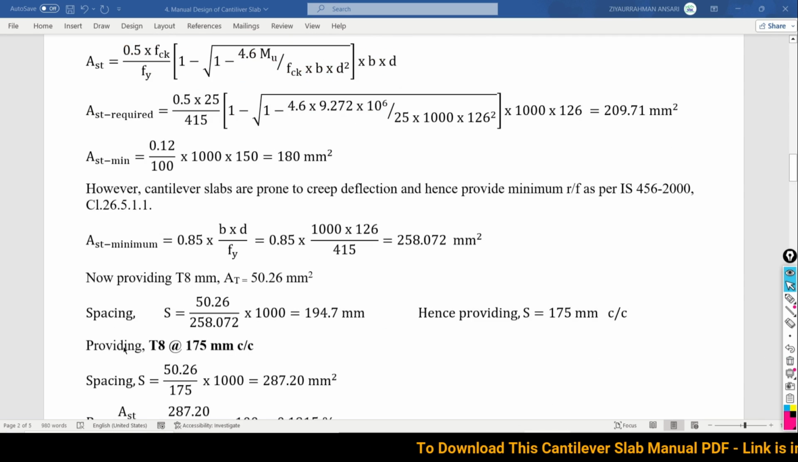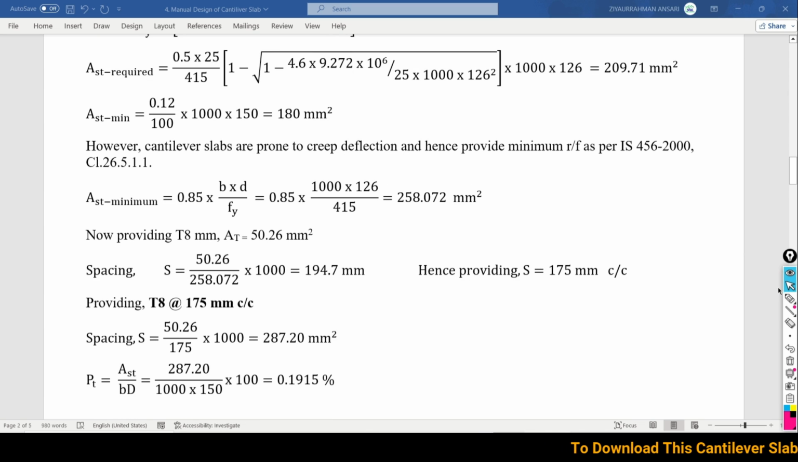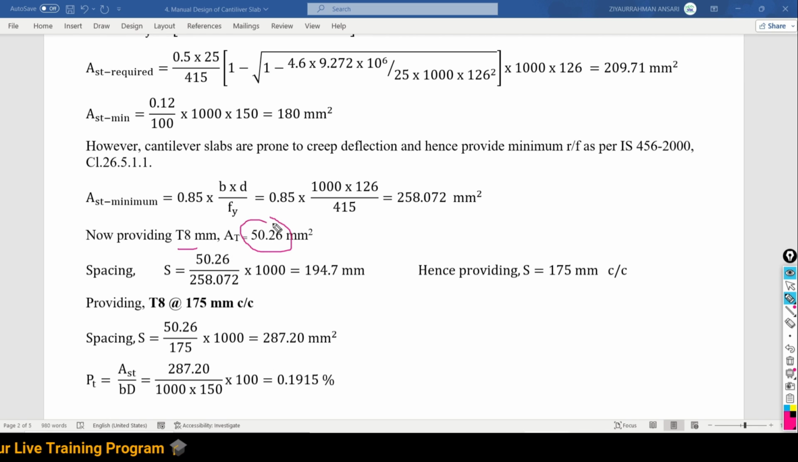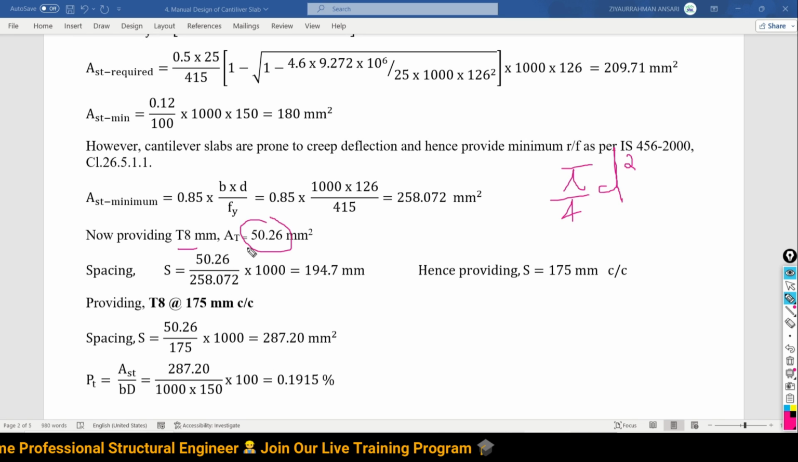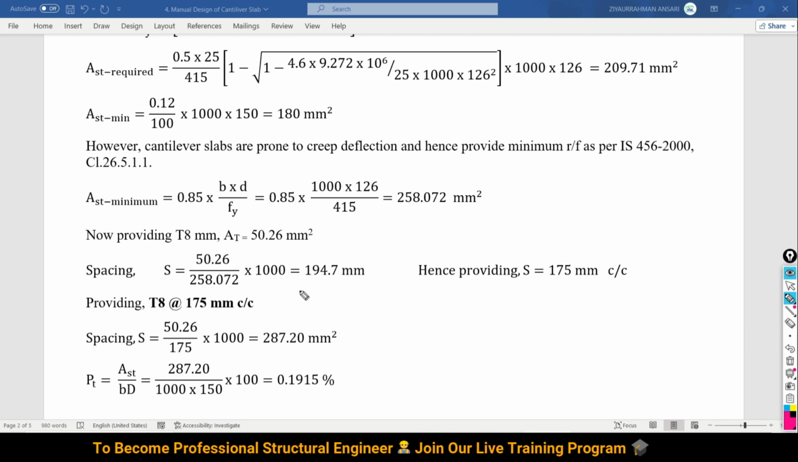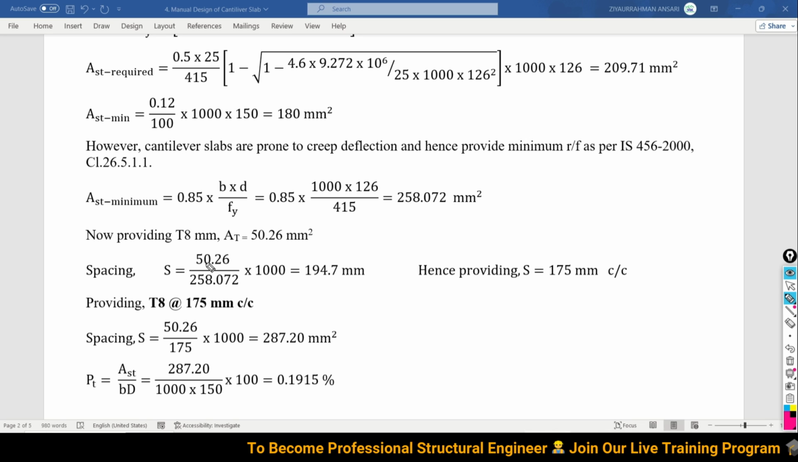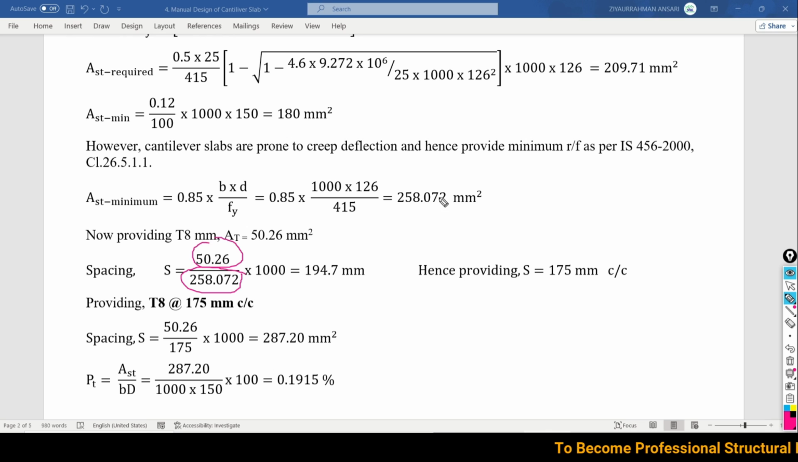After all of this, what next? As we have decided to provide the 8 mm diameter bar, that's why 50.26 mm square unit area. This is the unit area of an 8 mm diameter bar. What is the formula? The formula is π by 4 d square. So I am going to put that here. So we are getting the unit area of 8 mm diameter as 50.26. So divide the total area, as we have decided, 258, by the unit area, over a 1 meter width.